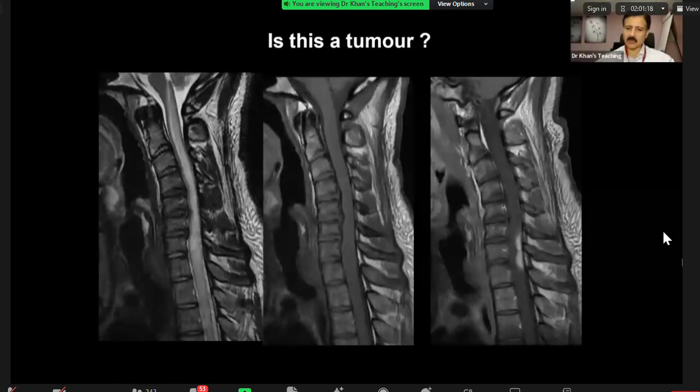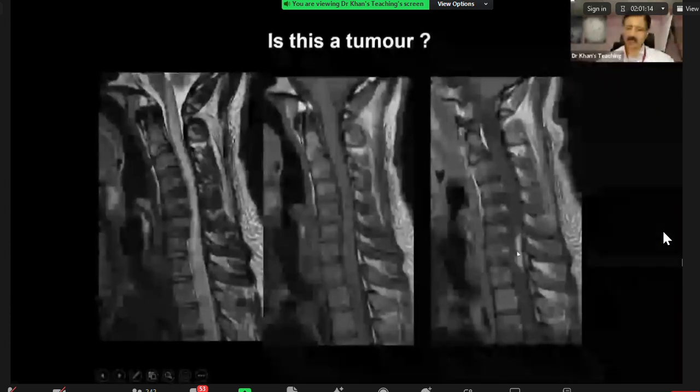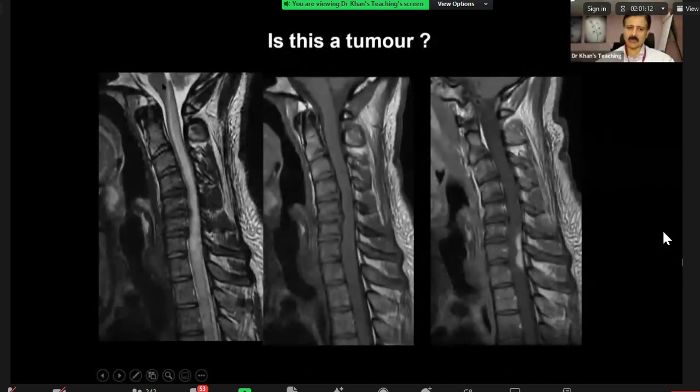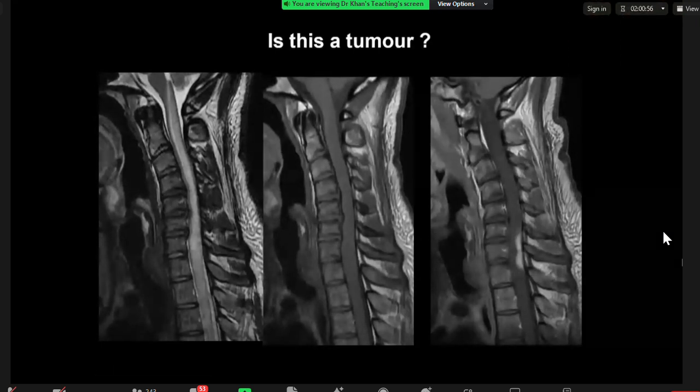Even here, if you see carefully, you can see something is there and then going in. And there is a lot of secondary edema. So, intraparenchymal lesion, pia mater sitting on the cord, leptomeninges as well as dura mater. What comes to your mind? Drop metastases, like metastases from breast.